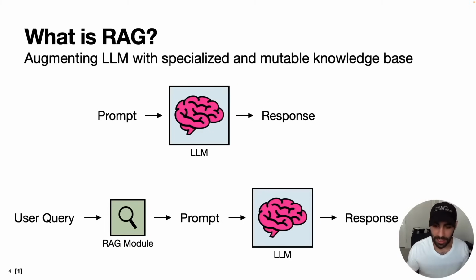One question you might have is, why do we have to build out this RAG module? Can't we just fine-tune the large language model using specialized knowledge?